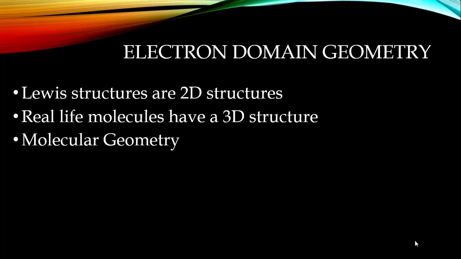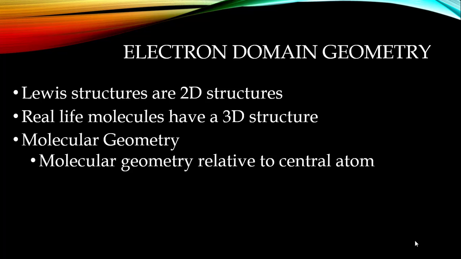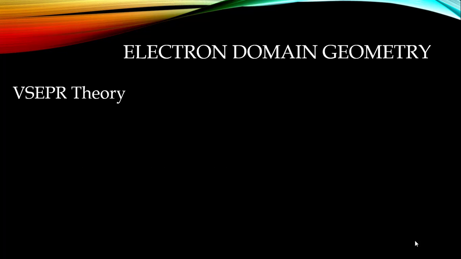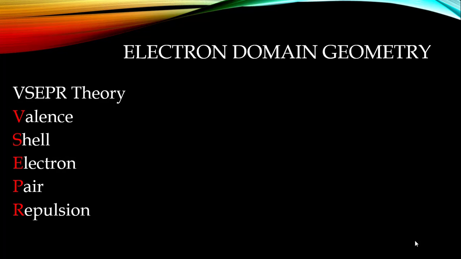This is called molecular geometry, and molecular geometry is always relative to the central atom. And it does require a lot of memorization. It's all based on what is called VSEPR theory. VSEPR stands for valence shell electron pair repulsion. What does this mean in simpler terms?